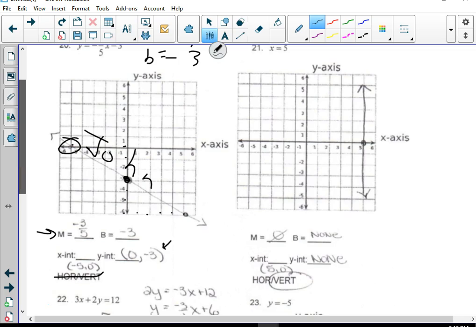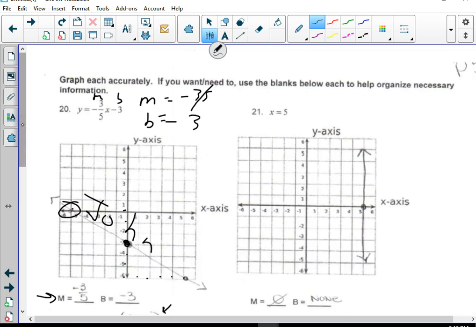21. Careful. X equals 5. Some of you might have done this. Okay? Very common mistake is to do that. But here's the thing. Remember, if you get this confused, it's not a big deal. X is 5. X is always 5. And just make up some points. And when you do that, you'll get 5, 0, 5, 1. Oh, that's right. It's a vertical line.